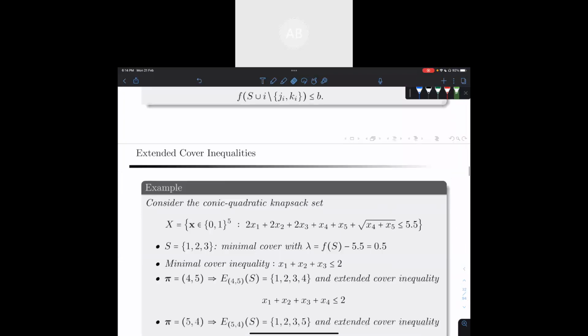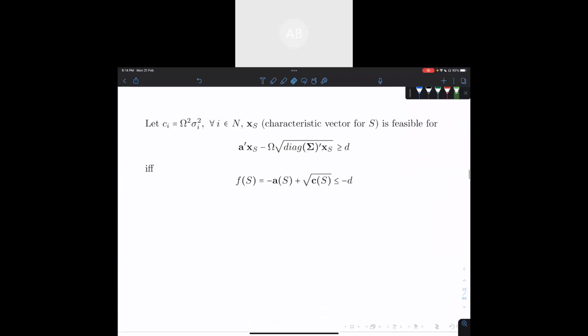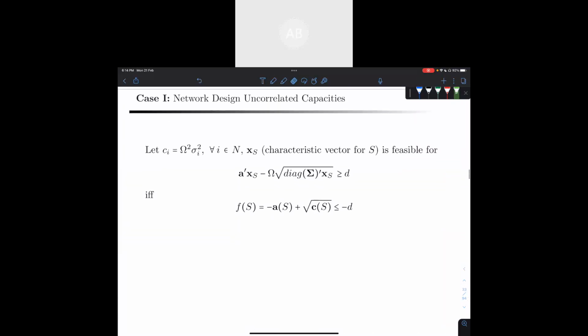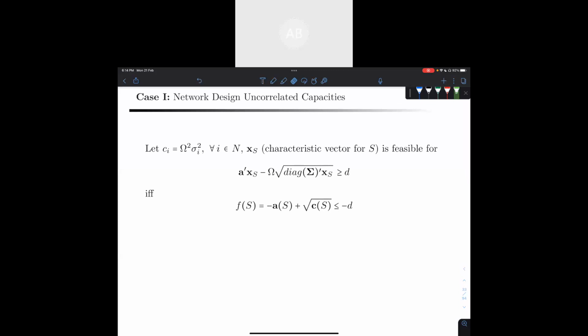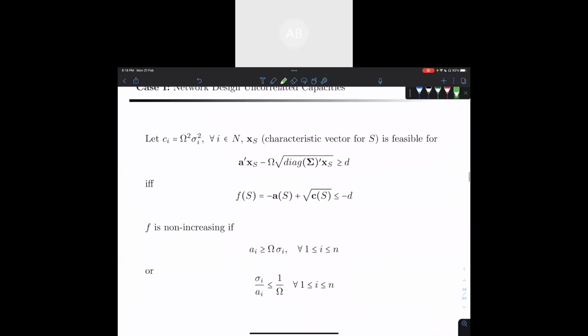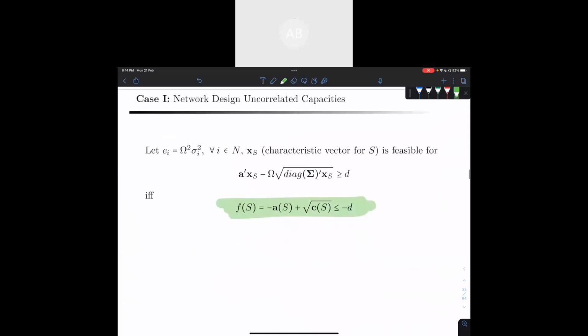I'm not going to go into the algebra here, but I'll tell you how it fits into our problem of network design with uncorrelated capacities, right? So we said that this was what we got to, right? We had a submodular knapsack. However, it is not necessarily monotone, right? It's not necessarily non-increasing or non-decreasing. I mean, we don't know.